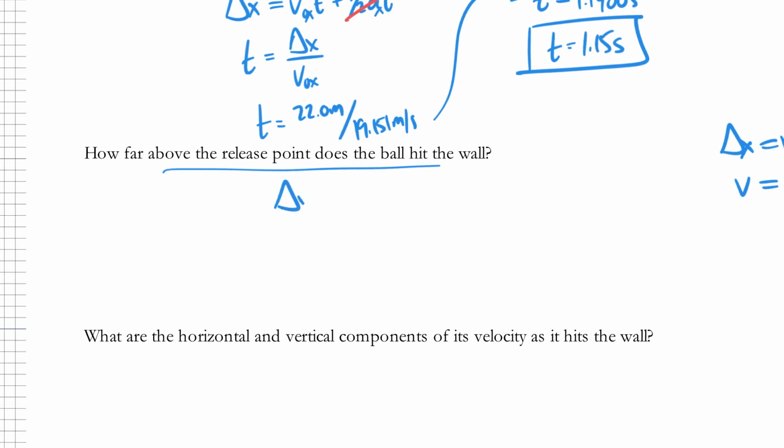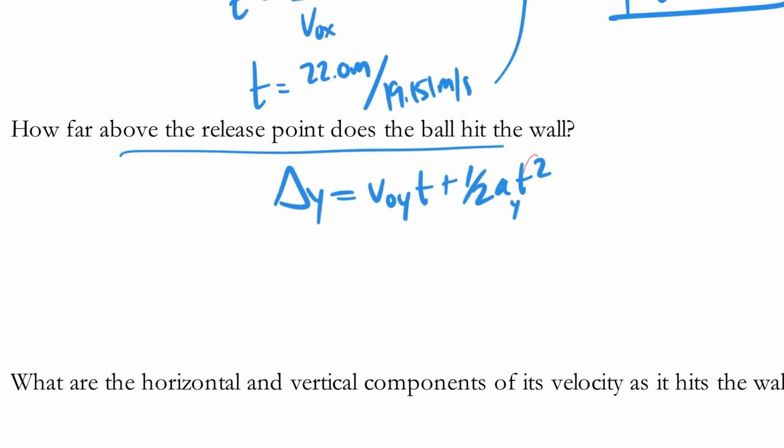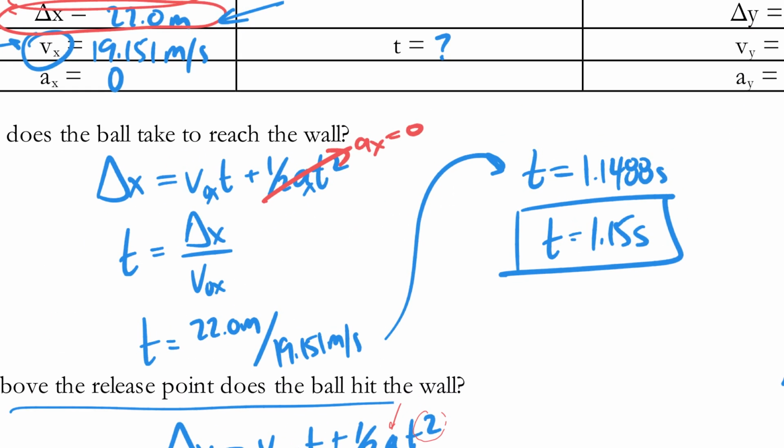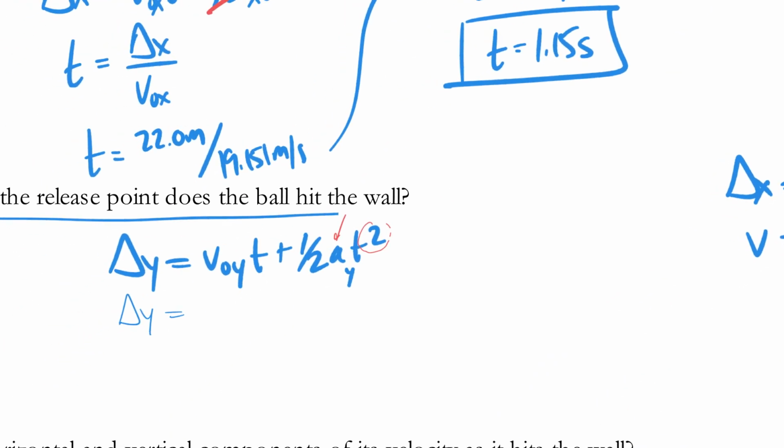So, like I said, we're going to use the displacement equation. Okay, let's put a little y in there. Let's not forget that. Be very careful to remember this squared right here. This squared is a big forgetful thing. The other thing is to remember that the acceleration in the y is going to be a negative number. Okay, so let's go ahead and plug these numbers in. So delta y equals v naught in the y. What is that? 16.070.